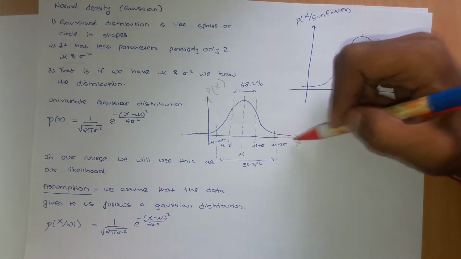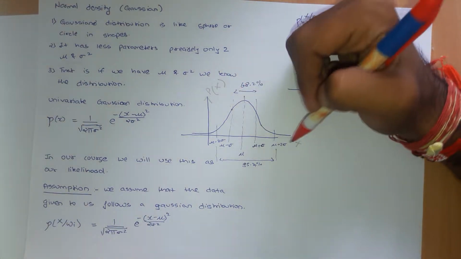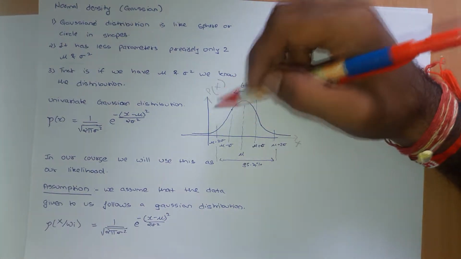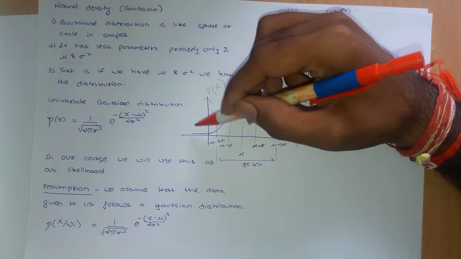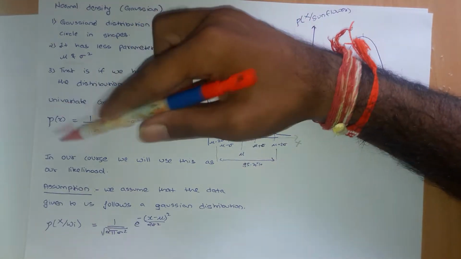If on the x-axis I have the random variable, and this random variable follows a Gaussian distribution, I'll write p of x. The p of x follows a Gaussian distribution. That is what I have mentioned over here.